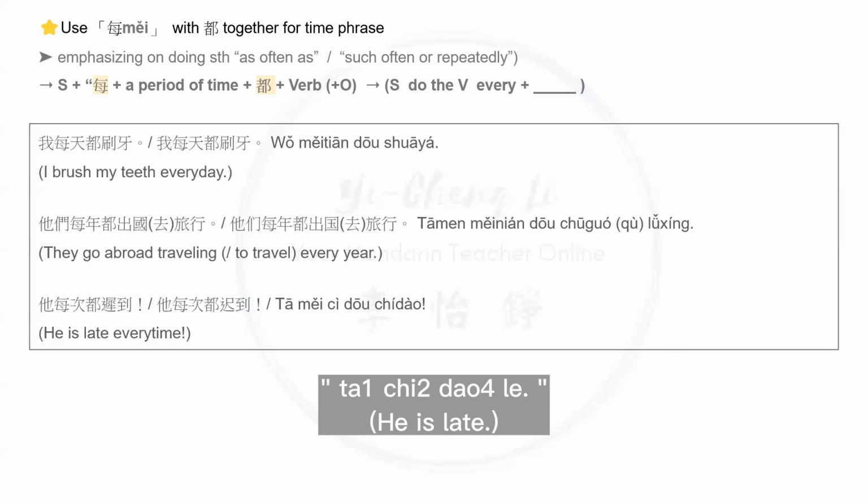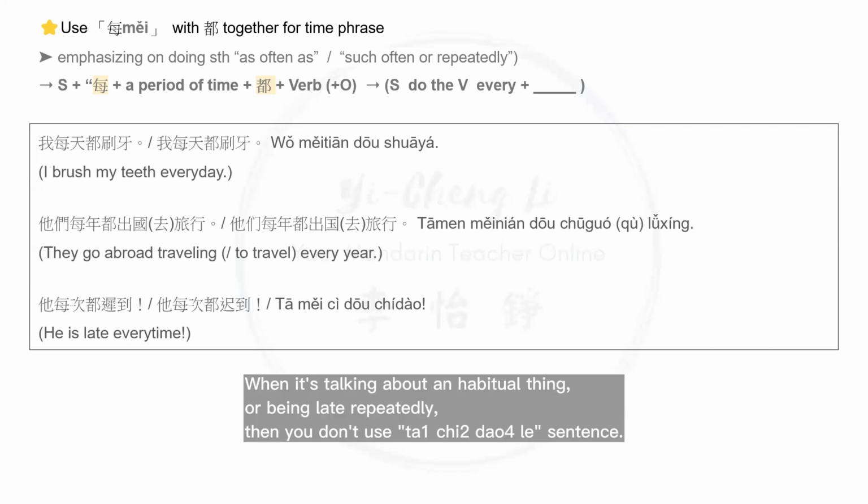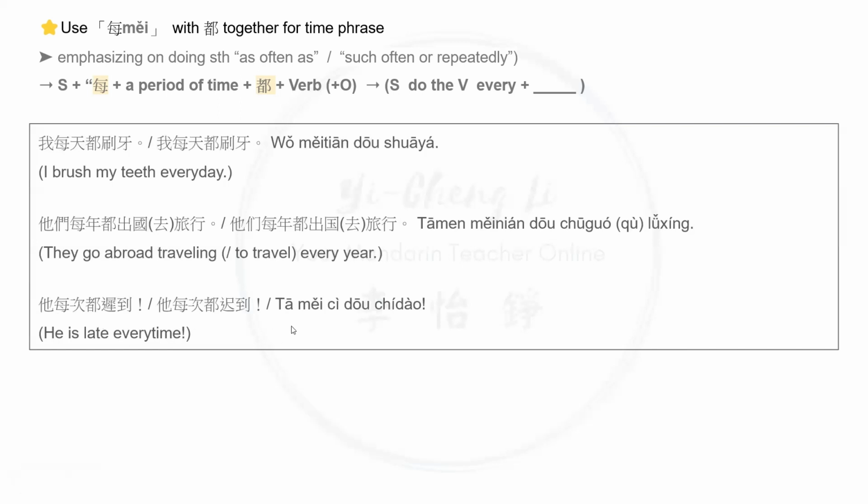他迟到了. But when you want to say 每次, like as often as something, this is something that happens all the time. This is not something at that moment only. So you don't use le at the end. And then you use 每次都, meaning emphasizing this is how often he is late. 他每次都迟到. He's late every time.